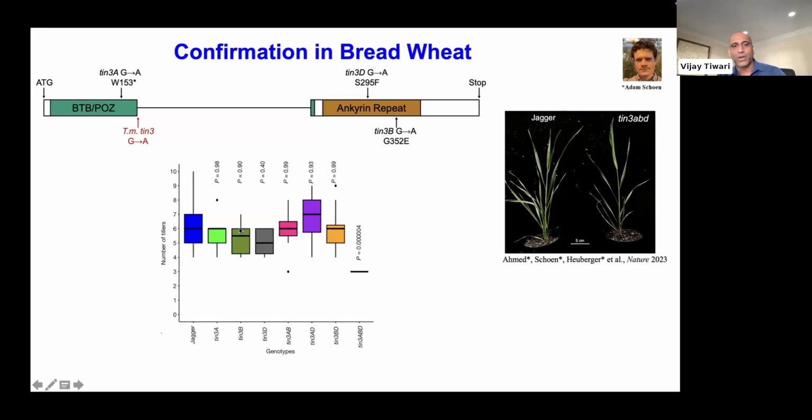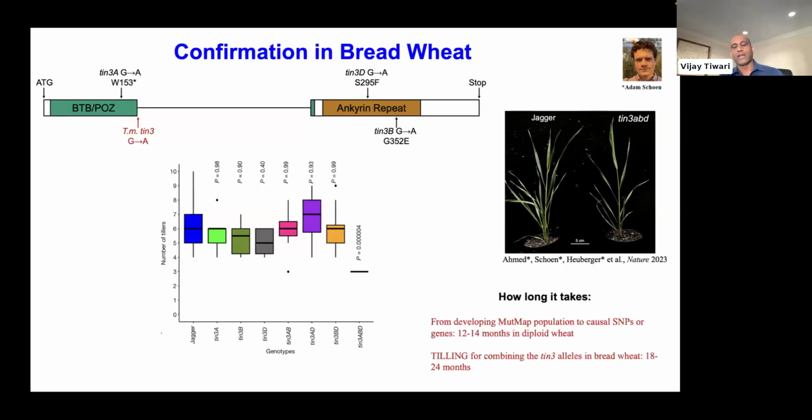So you can see that unless you have all three copies knocked out, even combining one or two copies doesn't help, because here you can see the mutant in the A copy, the mutant in the B copy, and the mutant in the D copy. Even combining two does not help until you have a null mutation. So when we have a null mutation in Jagger, we get a single tiller. So that was very exciting to see that whatever gene we discovered in monococcum, we will be able to do some translational research. Again, it would be interesting to see some more positive phenotype to make the story stronger, to showcase some agronomically important traits.